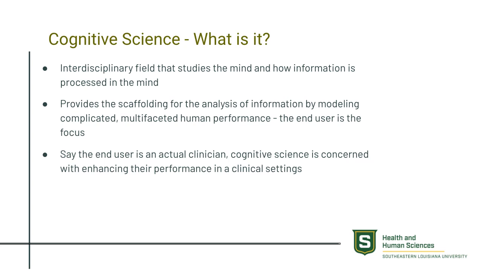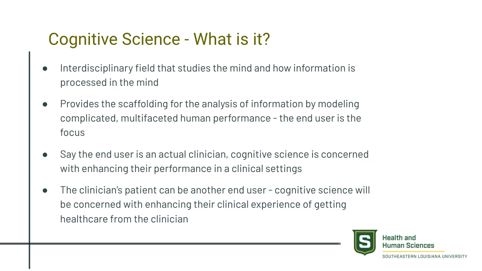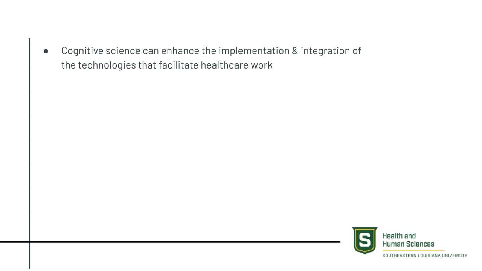So let's use, for example, say the end user is a clinician. Cognitive science in this case will be concerned about how to enhance the clinician's performance in the clinical setting. And in a situation whereby the clinician's patient is the end user, cognitive science will be concerned about enhancing their clinical experience with getting healthcare from the clinician. So, at the end of the day, cognitive science tries to improve the experience of the end user.